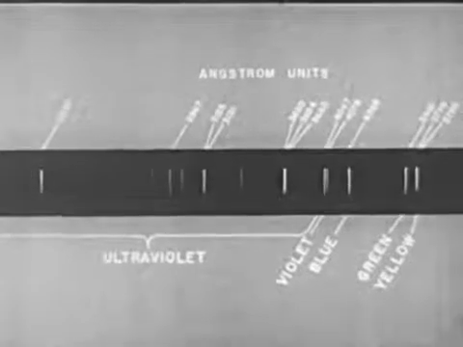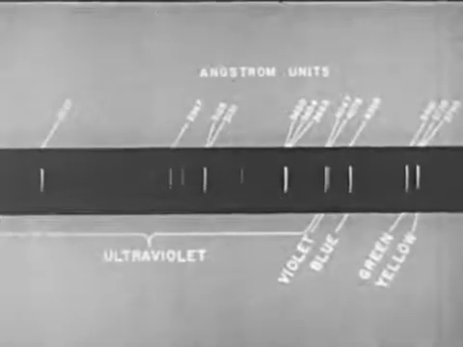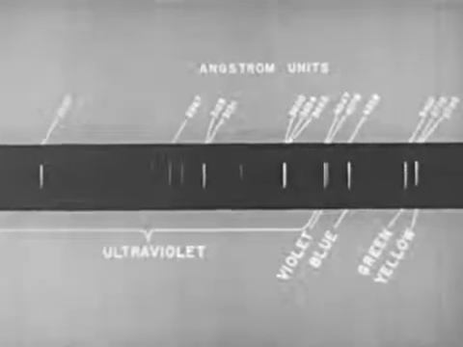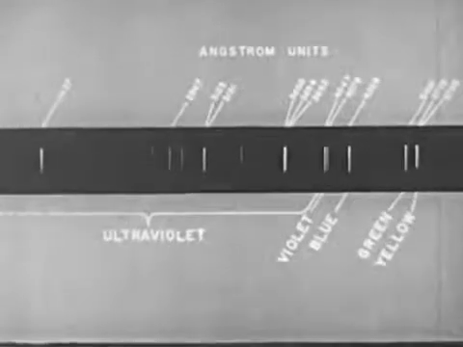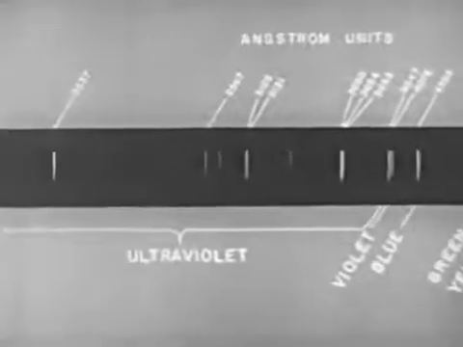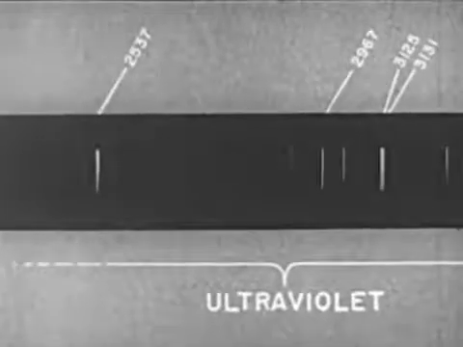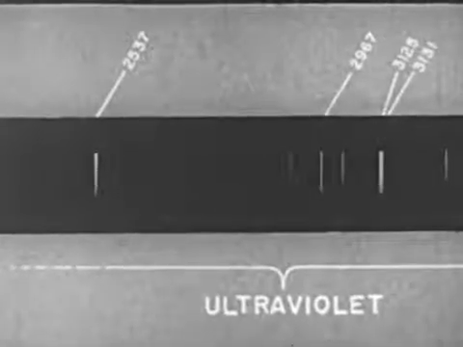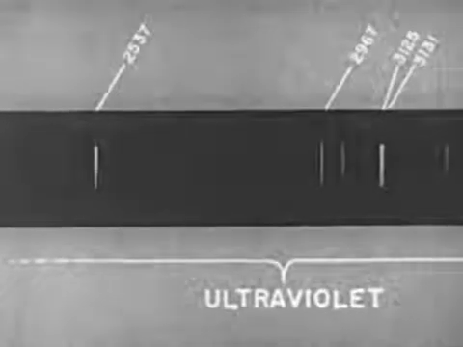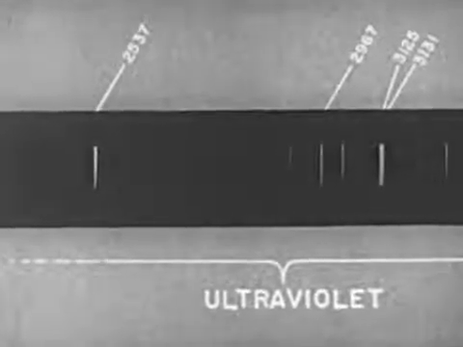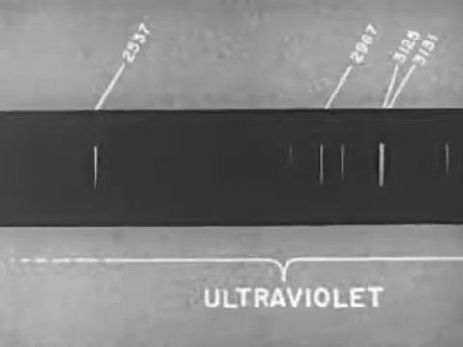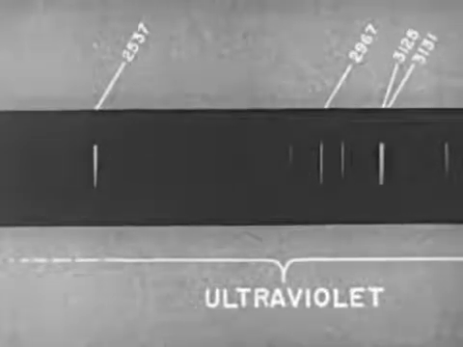Let's, for a moment, concentrate our attention on the intense line way down at the left end of the photograph. This line is measured as having a wavelength of 2,537 angstroms. This means, as you know, that all of the light coming there has this same wavelength and, of course, has the same frequency, light coming from identical mercury atoms.